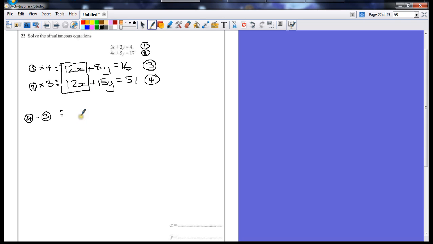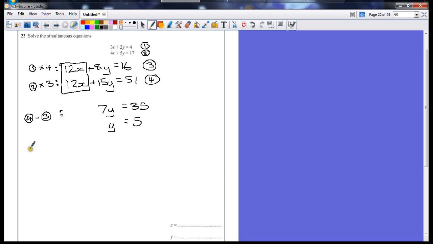12x take away 12x is nothing. 15y take away 8y, that's 7y. 51 take away 16 is going to give me 35. I've got a nice easy linear equation now, so if 7y is just 35, y must equal 5. And that's my first answer. I've got a value for y. The next stage is to find out what x is.